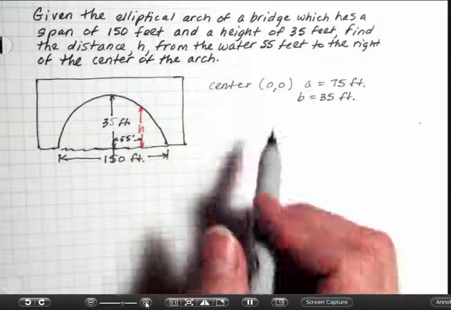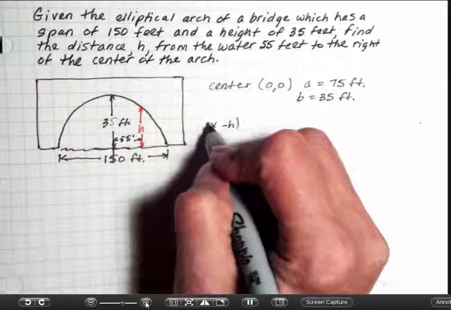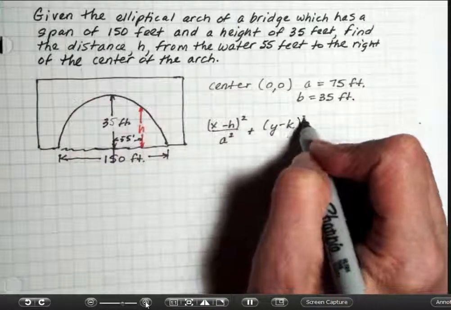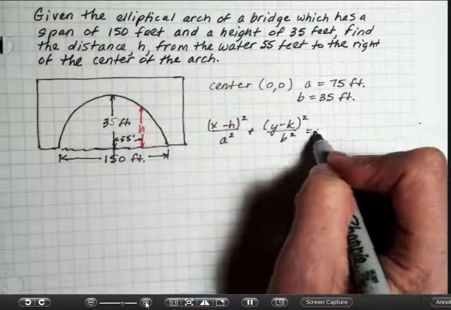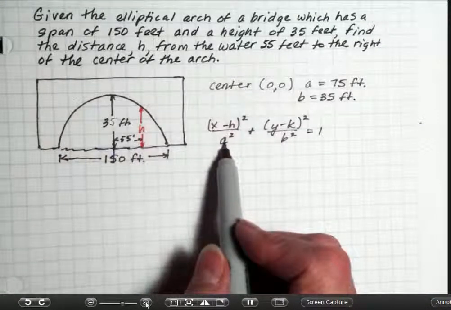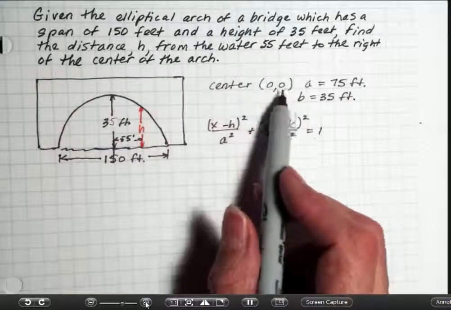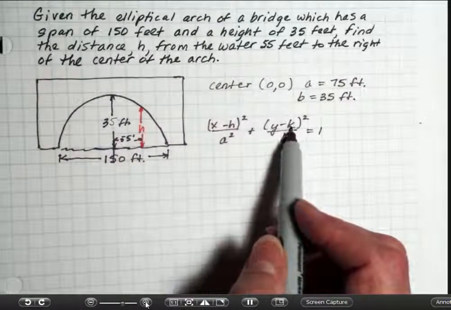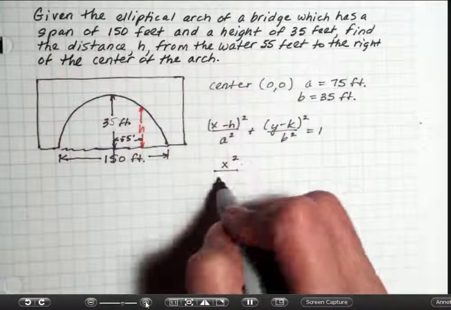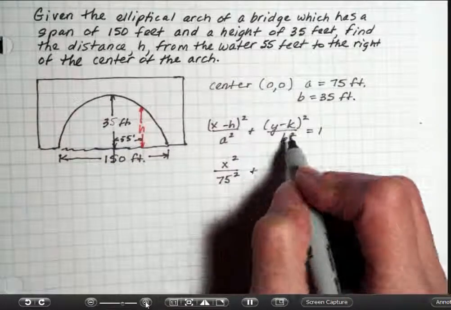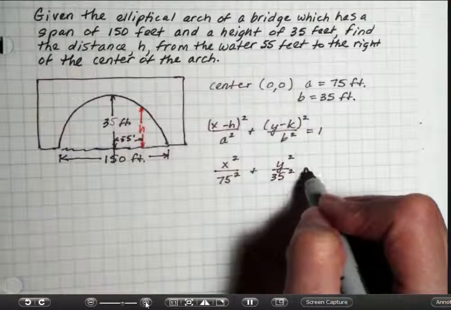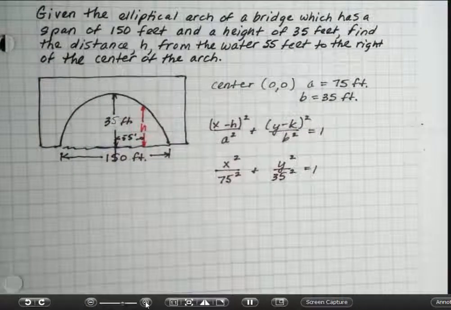So the ellipse in standard form is (x minus h) squared over a squared plus (y minus k) squared over b squared equals 1. In this case, my major axis is in the x direction, that's why I'm going to have a here. My center is 0, 0. If I put in 0 for h and 0 for k, my equation becomes x squared over 75 squared plus y squared over 35 squared equals 1. Now I have the equation of my ellipse.